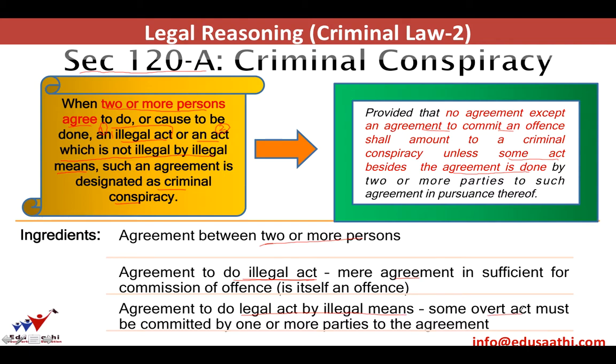Some overt act must be done by one or more parties to the agreement. So when you agree to do some legal act by illegal means, some wrongful act must be done in furtherance of that agreement. Otherwise, it would not amount to a criminal conspiracy. So the differentiation lies between the first and second category. In the first case, only an agreement would be enough to constitute criminal conspiracy. However, in the second case, there must be some overt act done. So the part of some overt act comes into play. So the differentiation lies between these two categories of acts done.